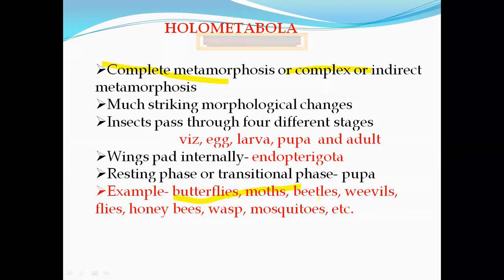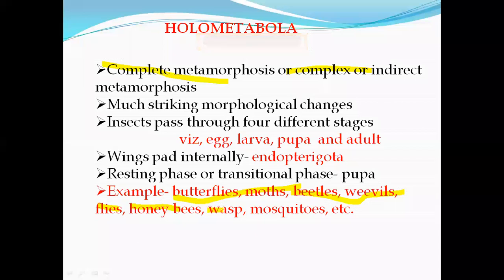Why am I talking about coleoptera? Examples are beetles and weevils. Why am I talking about diptera? Because true flies like house fly, mosquito, and fruit fly come under diptera. Why am I talking about hymenoptera? Because I told you that honeybees and wasps come under hymenoptera. These are the examples, and these are the holometabola types.